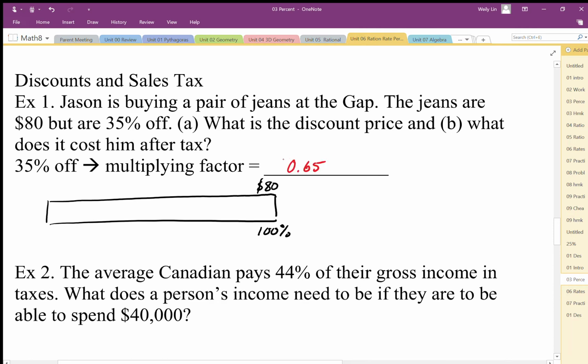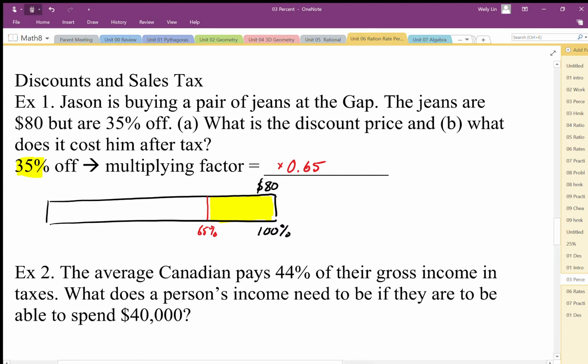So our multiplying factor is going to be times 0.65. And that's going to represent 65% of our original. So I'm going to draw that maybe about here. That's 65%. Okay, so this is my discount. I'll just highlight my discount. This represents my 35%, so that's my 35% off. But that's not what I want to use as my multiplier. I want the part that I have left over, the part that I'm going to pay. So we subtract 35% from 100 to get our 65%, and we're going to use this 0.65 as our multiplier.